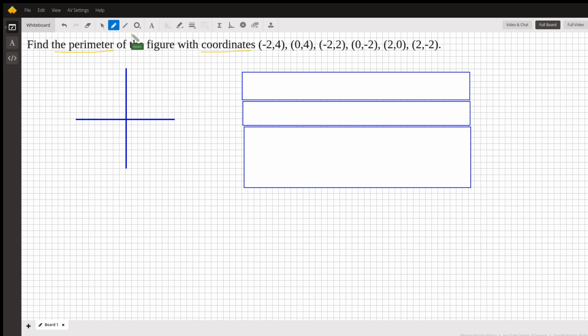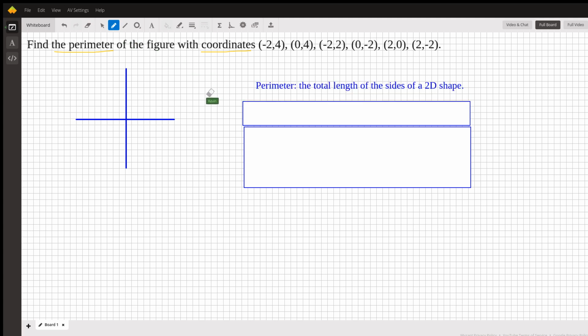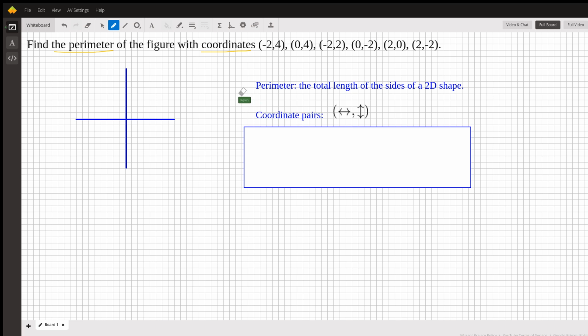So a few things that I need to know in order to do this problem. First of all, I need to know what a perimeter is. If they're asking for the perimeter, I'm trying to find the total length of the sides of a 2D shape. I also need to know how to use the coordinate system. The first number tells me how far left or right from the origin, and the second number tells me how far up or down from the origin.